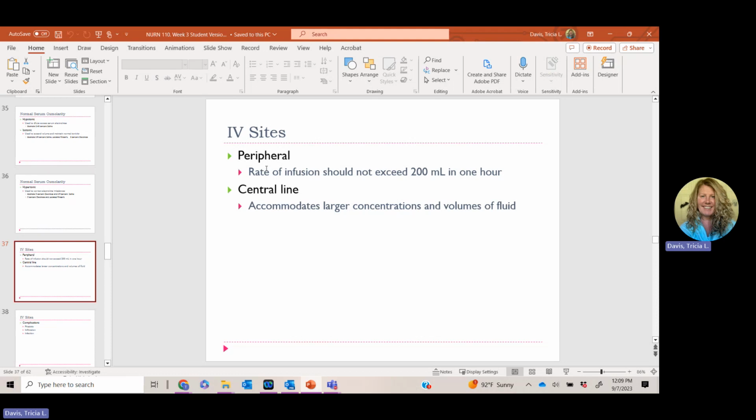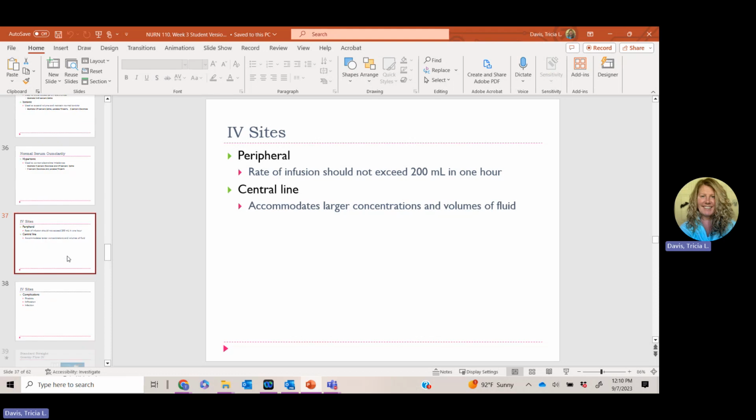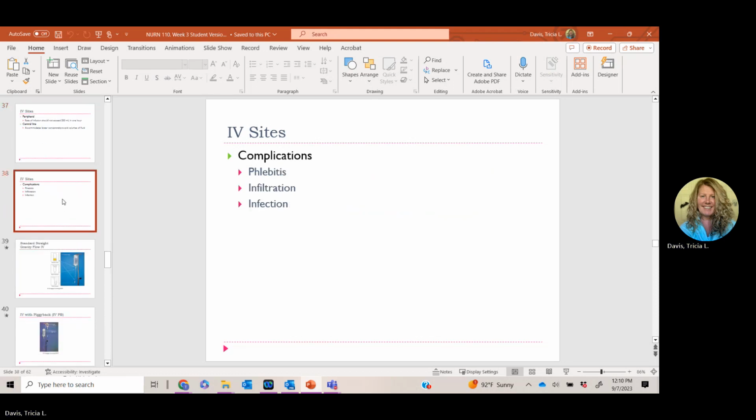If we have to give something that's very concentrated or something that's very hard on the veins, like a chemo, or high amounts of fluid, we would want to administer those fluids in a central line. So central lines, you're going to learn more about them. They're lines that go into bigger veins inside the body. A lot of times they sit in the chest, and the tip of the line will end up in the heart. Those lines, we call them central lines, can accommodate larger concentrations and larger volumes of fluids.